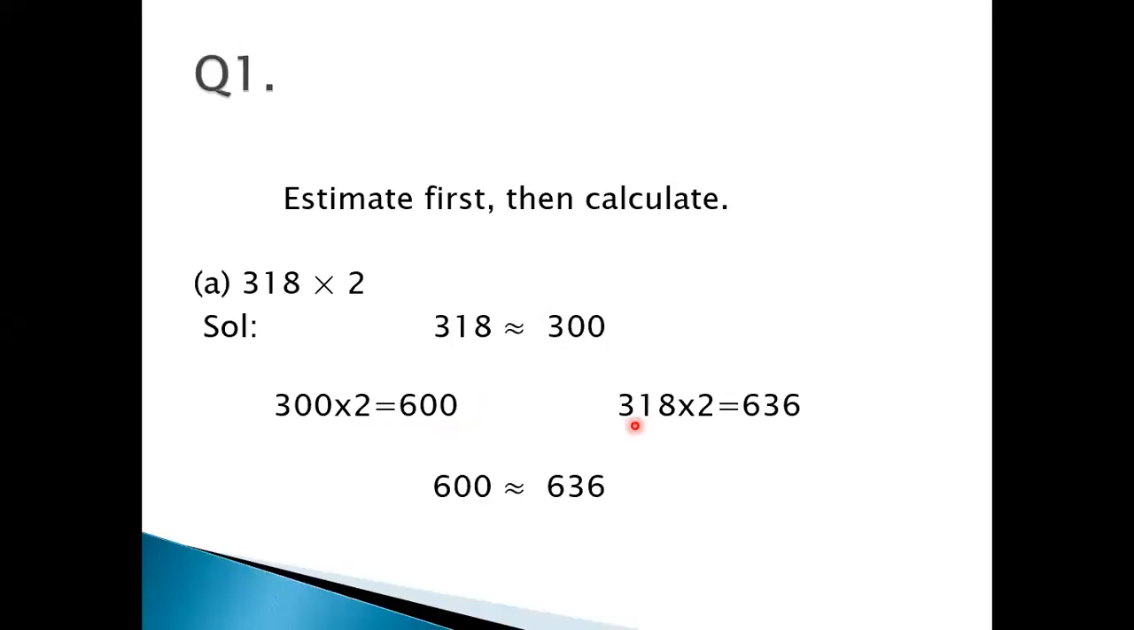For the exact answer, we do the simple multiplication process: 2 multiplied by 8 is 16, 2 multiplied by 1 is 2, and adding 1 we get 3, and 2 multiplied by 3 is 6. This is the exact multiplication. Here we can see 600 is approximately equal to 636. In question number 1, all parts we will do by this method, first by estimation and then by simple calculation, so that we can understand that both methods give approximately equal answers, close to each other. Let's move to the next one.